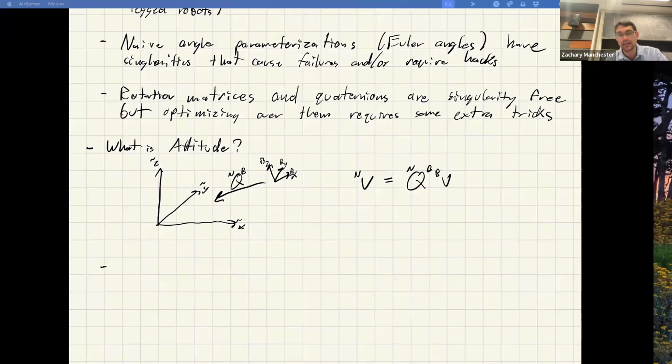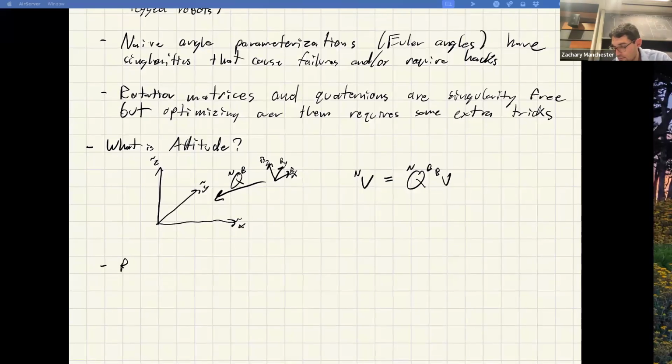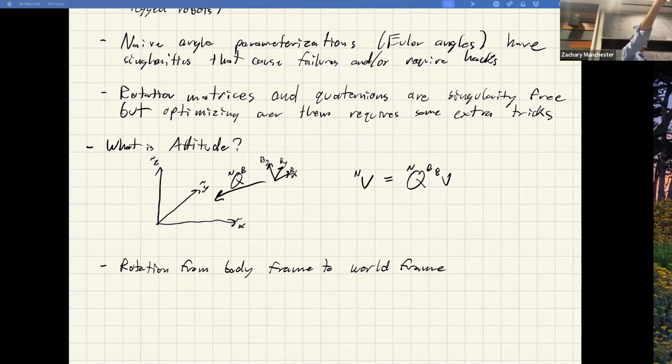So it's really the rotation from the body frame to the world frame. Specifically, what this is doing is rotating a vector defined in the body frame into the world frame. The way to think about this is, if you've got a camera bore sight vector and you want to know what that thing's pointing at in the world, you take that bore sight vector, multiply it by Q, and now you know what that vector is in the world frame, right?